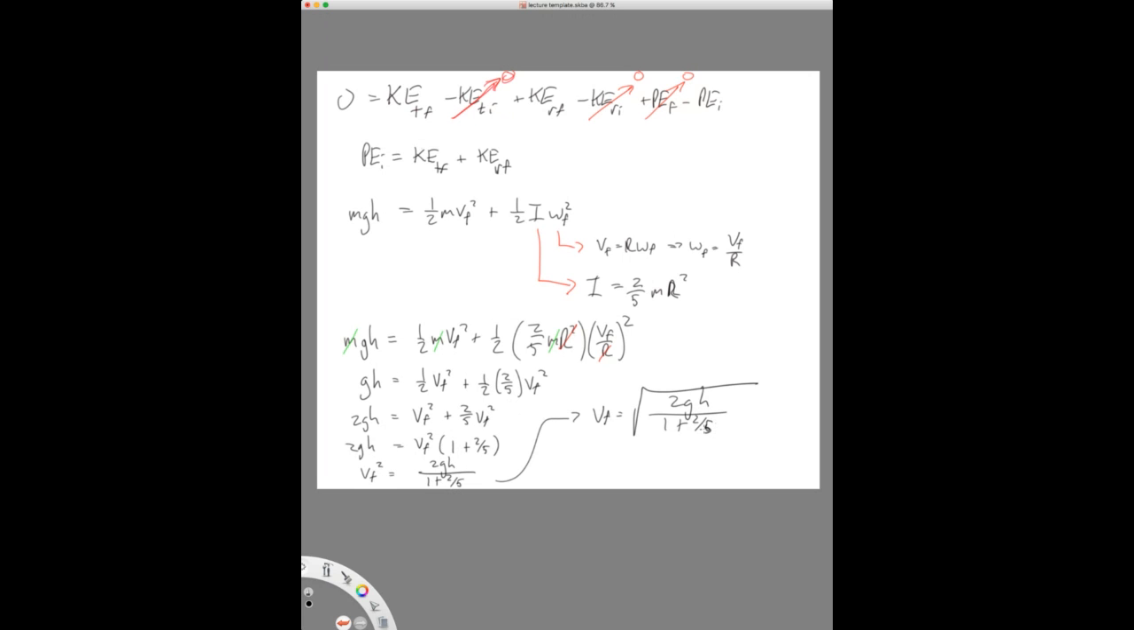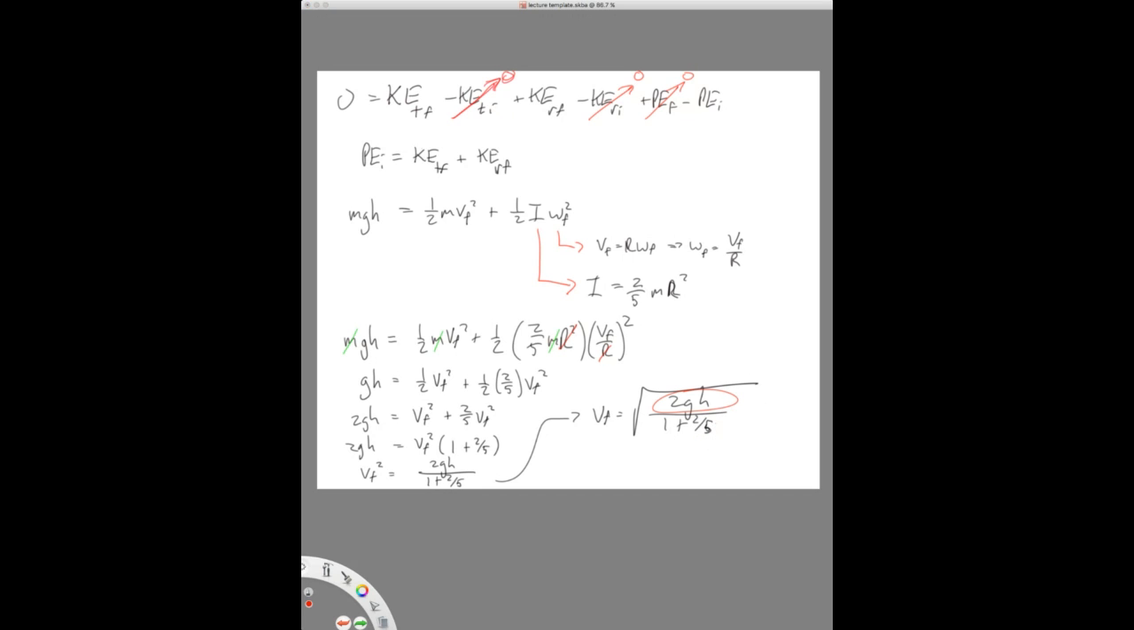Now notice, when we solved this kind of problem before, hopefully you remember that we would have had just VF equals the square root of 2GH. And we could have thought of that as divided by 1, but there was no 2/5 there. So what has happened by introducing the rolling motion is this ball doesn't just slide down the ramp, in which case there would be no 2/5. It rolls, and because it rolls, some of the energy goes into rolling motion, and there's less left over for the translational kinetic energy.